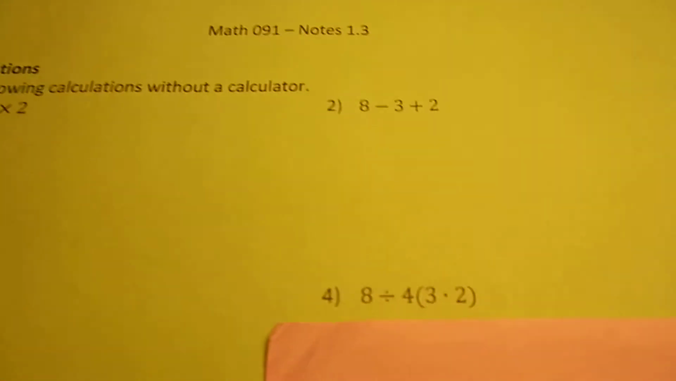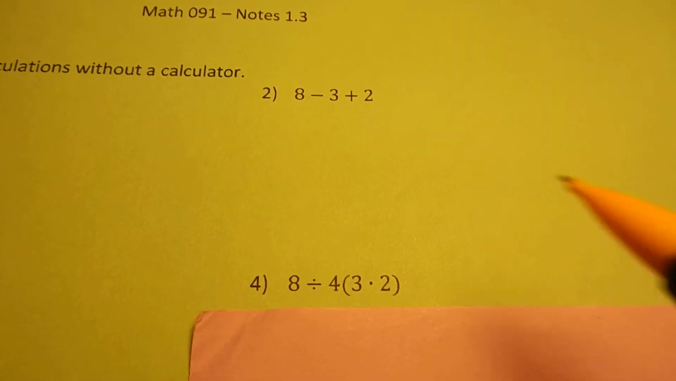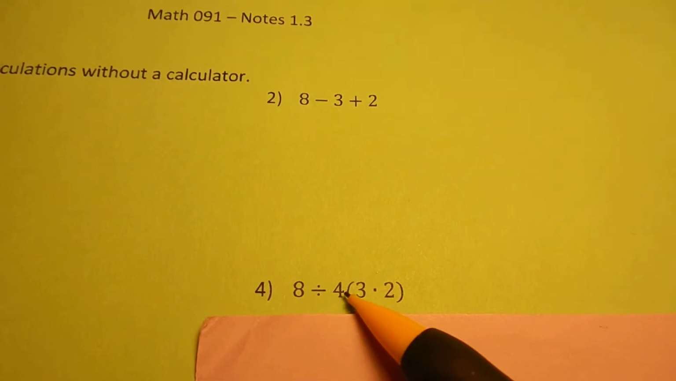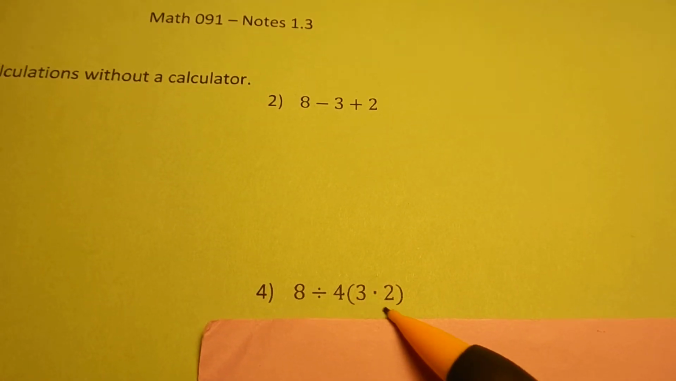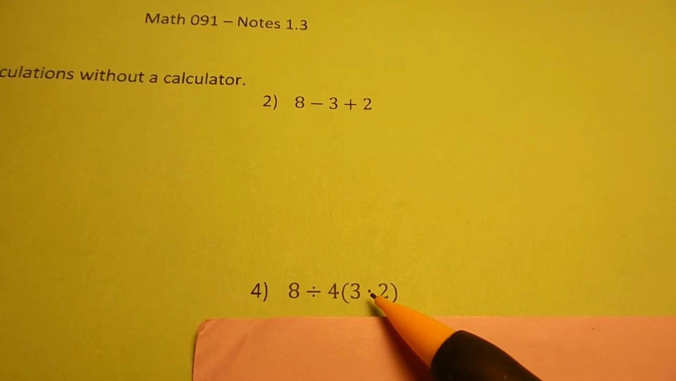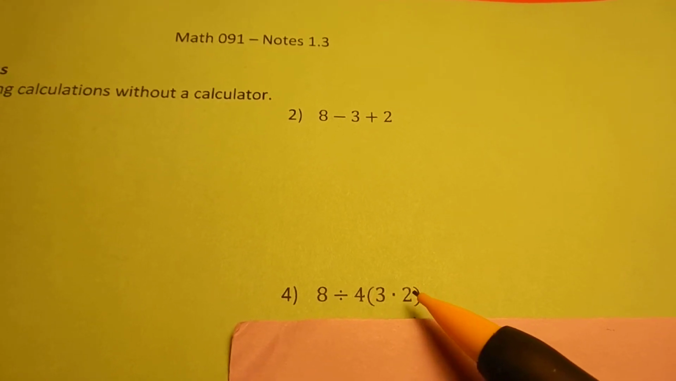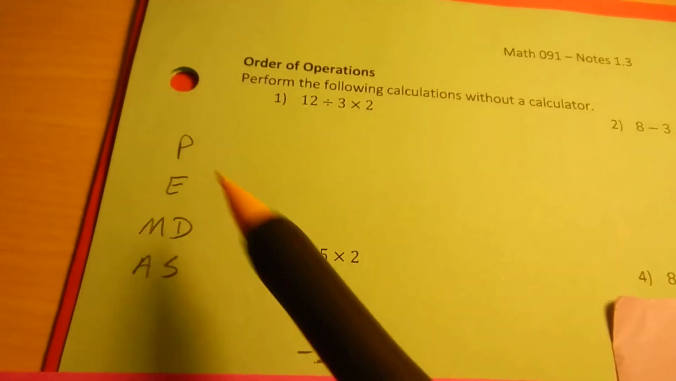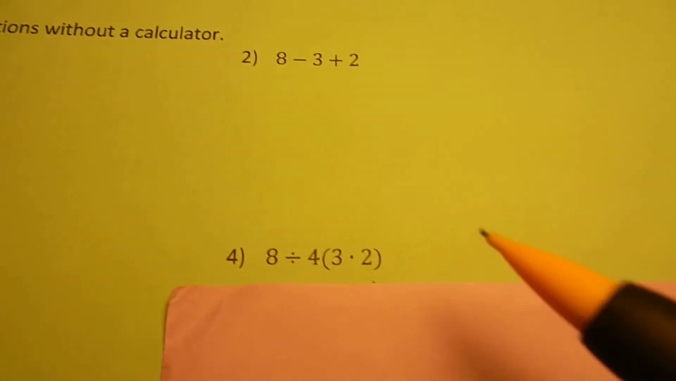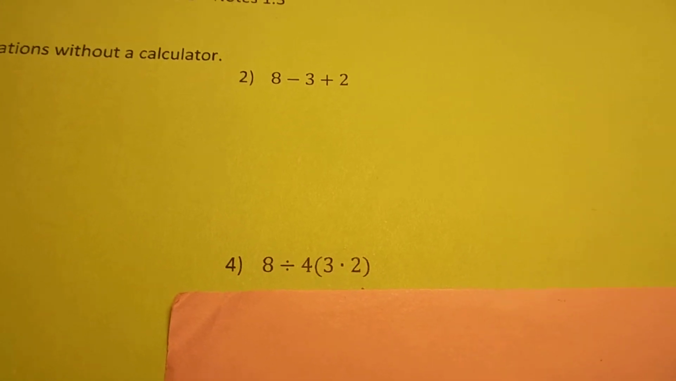Let's go on to number 4 here. Here we have actually 3 operations. There's a division, there's multiplication here between the 4 and this quantity, and then there's multiplication here. But we see parentheses, and so parentheses will go first. That is the convention we've agreed upon. So inside there we get a 6.